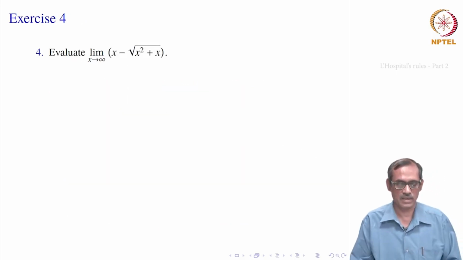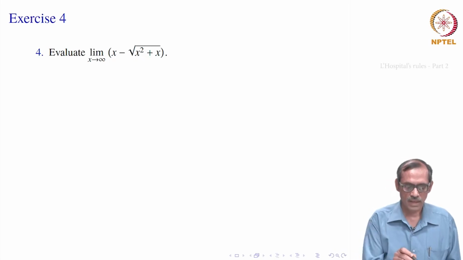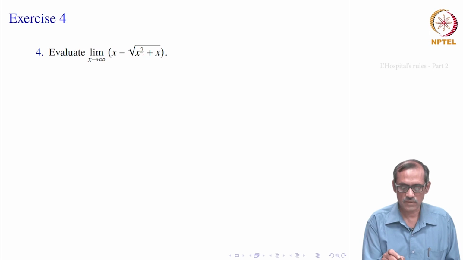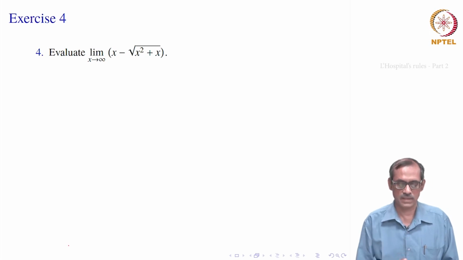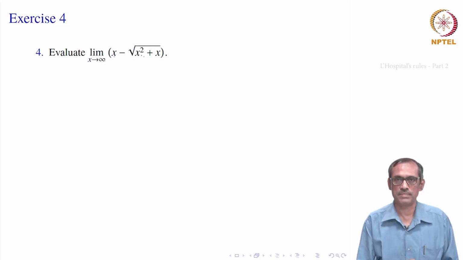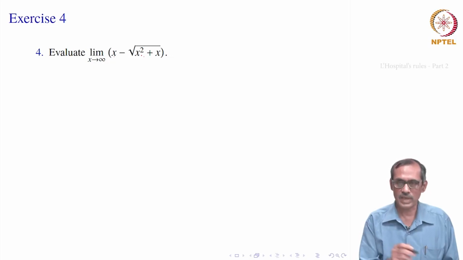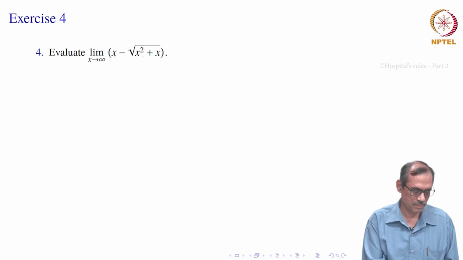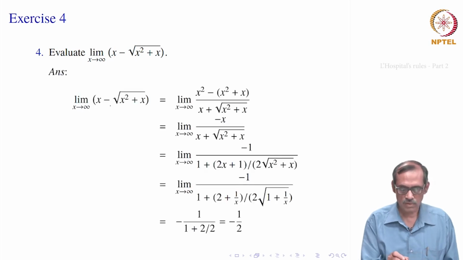Okay. Let us take the next one. Here we want to evaluate limit x goes to infinity, x minus square root of x square plus x. So, as x goes to infinity, this is in infinity minus infinity form, fine. We cannot apply L'Hopital's rule straightforward, it should be in the denominator by numerator form. So, what do we do?